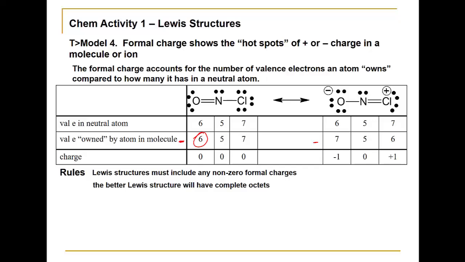In this case, all of these resonance forms have complete octets. A better Lewis structure will have fewer non-zero formal charges. Therefore, the resonance form on the left-hand side is a better Lewis structure in that it has no formal charges.